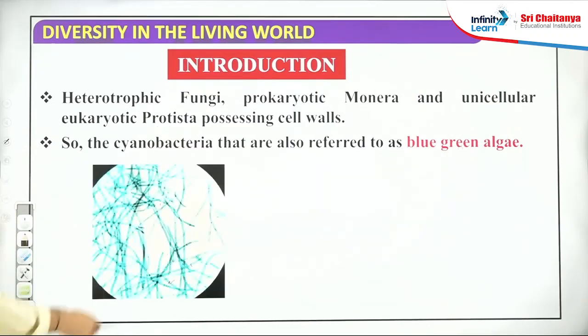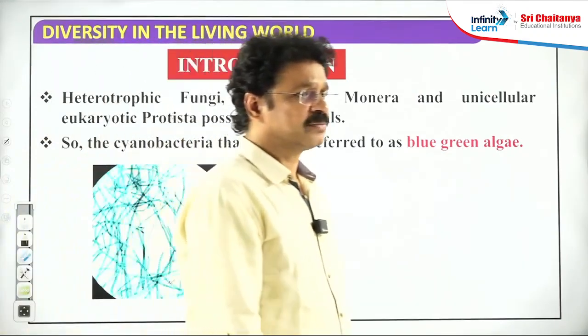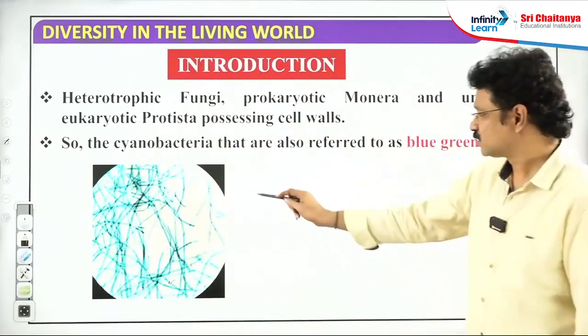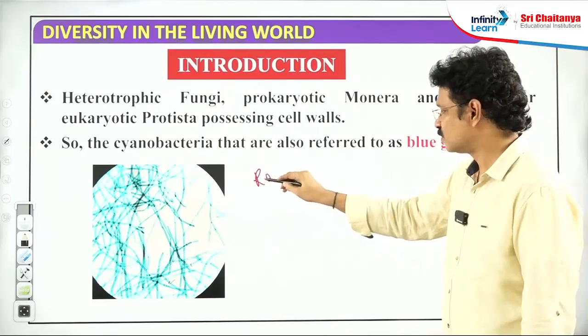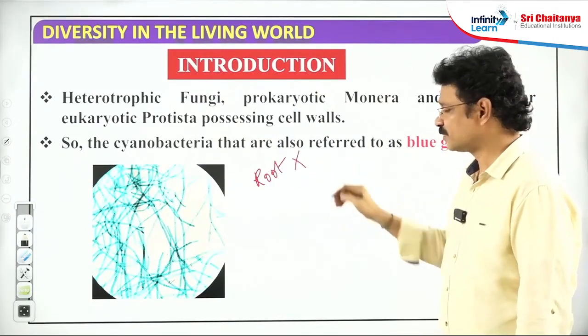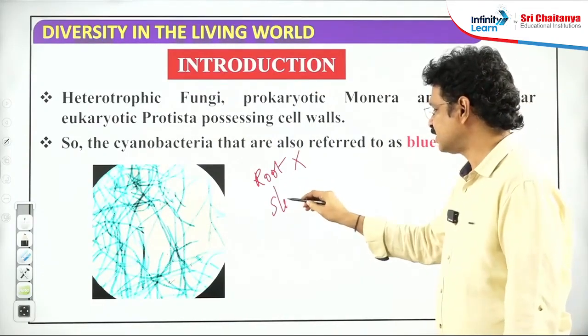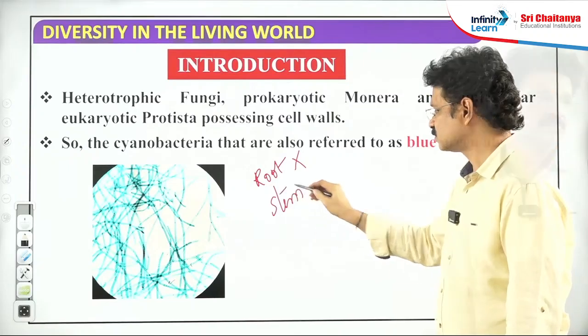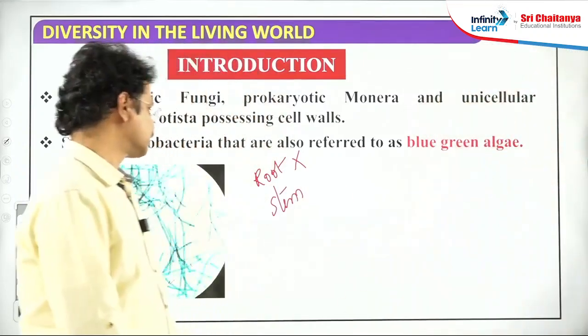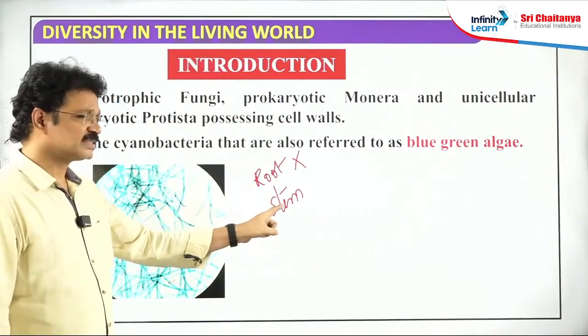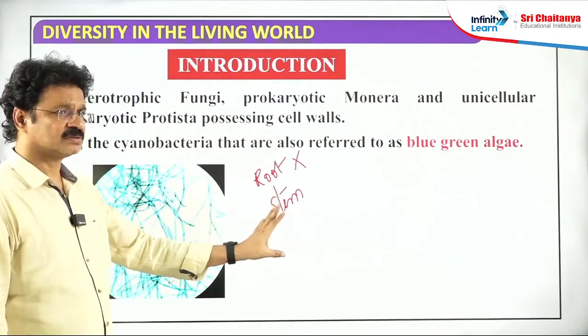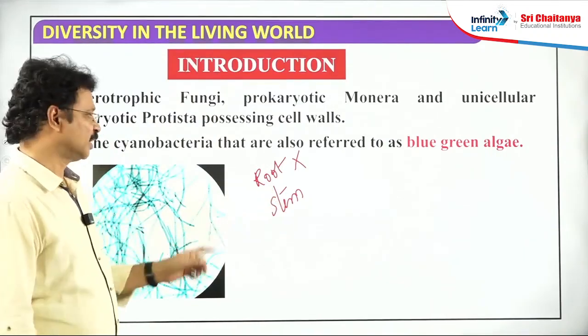Next point, these are the algal members. What kind of plant body is found in algal members? In this plant body, there is no root. Root absent. In algae, is stem present or absent? Try to give an answer for my question. Is stem present or absent in algae?